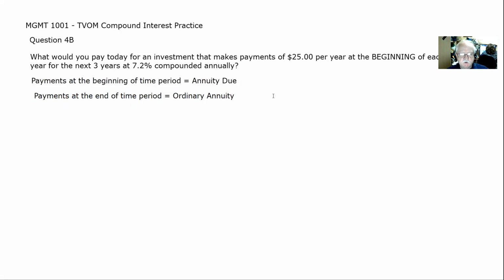So if the payments are at the beginning of the time period, it's referred to as an annuity due. And if payments are at the end of the time period, it's referred to as an ordinary annuity. All of the ones we've done up to now were ordinary annuities, so they didn't really discuss the concept. But now that we've run into one that's at the beginning of the year, we have to make sure we understand what the concept is. In terms of where this is coming to you from in your textbook, this is in chapter 13.